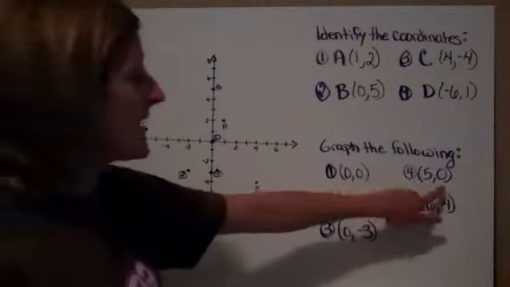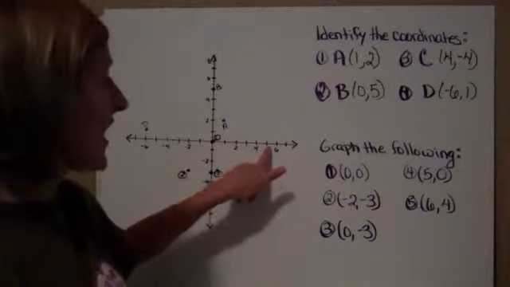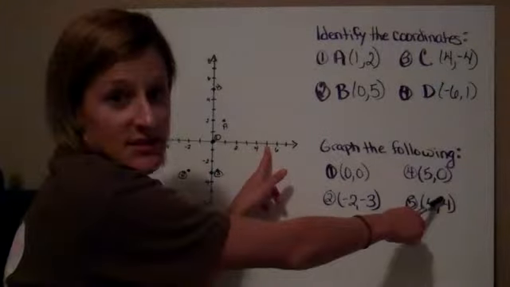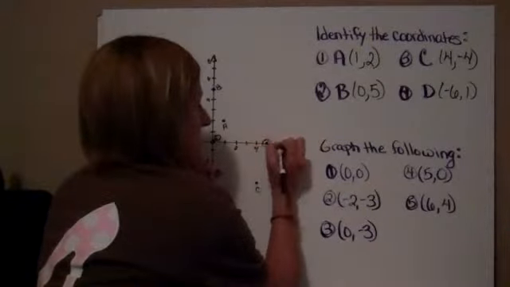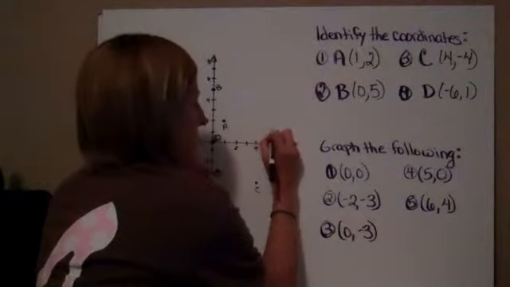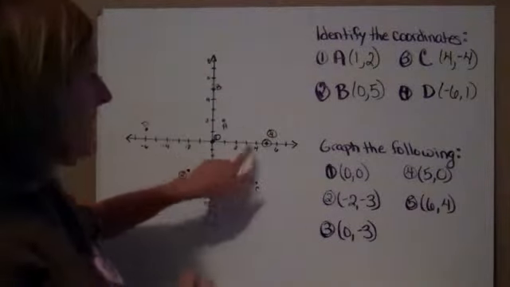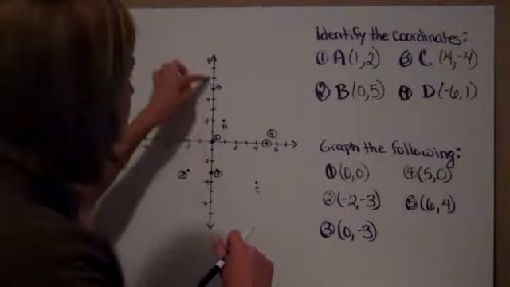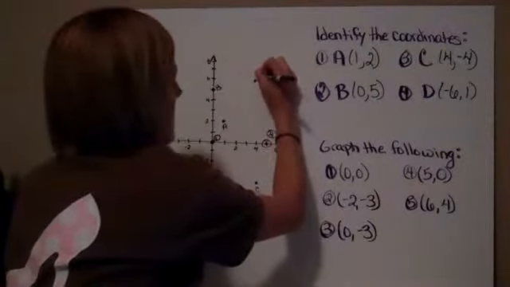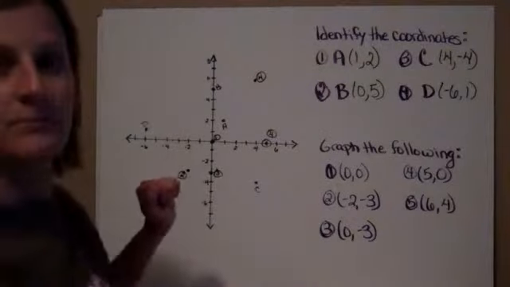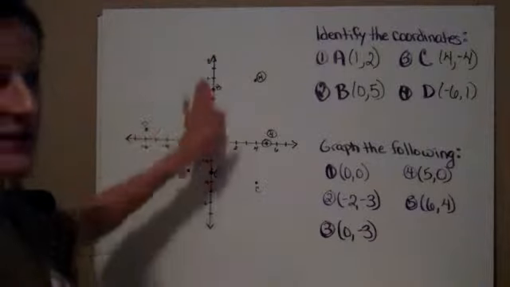Number 4, 5, 0. This means from 0, 0, I go over 5, but notice the y-coordinate is 0, so I don't go up or down. So I stay right here at 5, 0. This is my fourth point. Now this last point, I need to go up 6 and then over 4. So I go up 6, over 4, which is out here, and this is my fifth point. Okay, so remember, you go left or right first, then up and down.